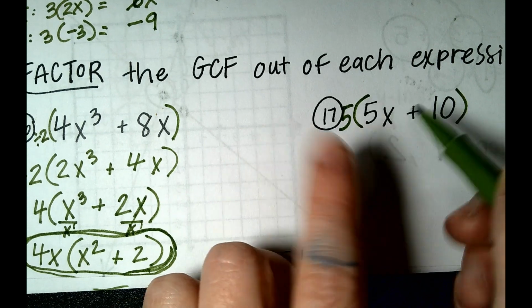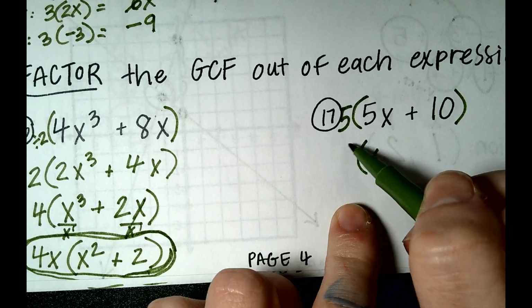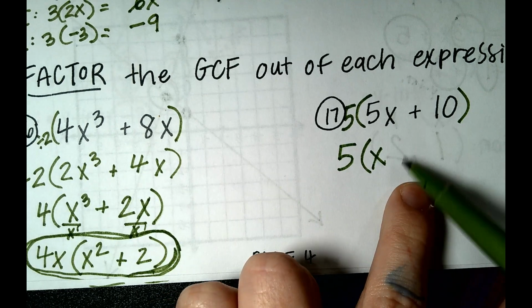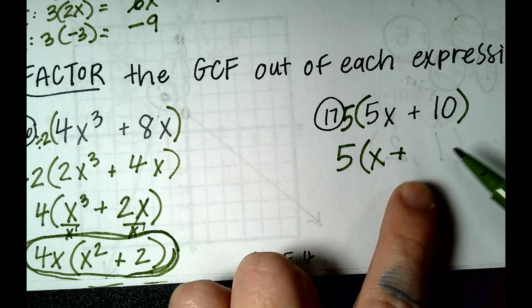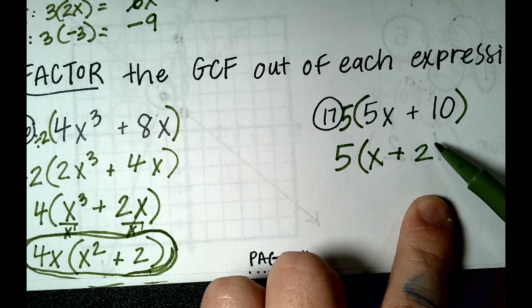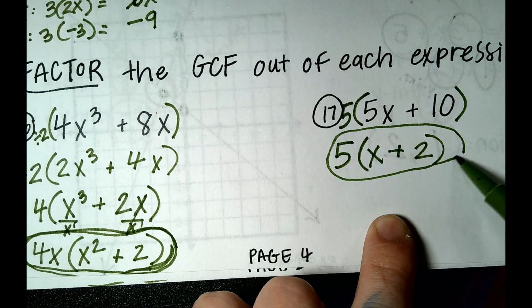It's 1, or that leaves us with x. Leave my 5 out there. Bring down my plus. 10 divided by 5 is 2. And that's all. This would be our answer.